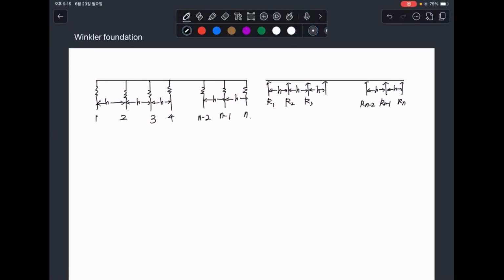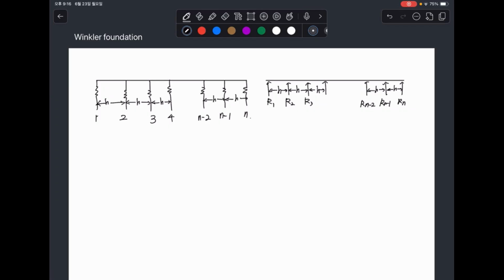Winkler foundations or elastic springs? I'll briefly present how to analyze a beam on an elastic foundation using the finite difference method based on the approach proposed by Malter. The basic concept is that this analysis is based on the Winkler foundation model, where the soil beneath the beam is idealized as a series of discrete springs. Each spring provides a reaction force proportional to the local deflection of the beam.